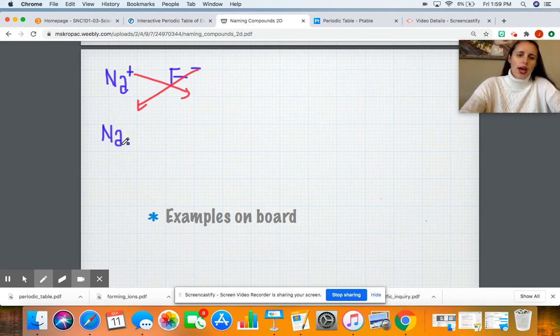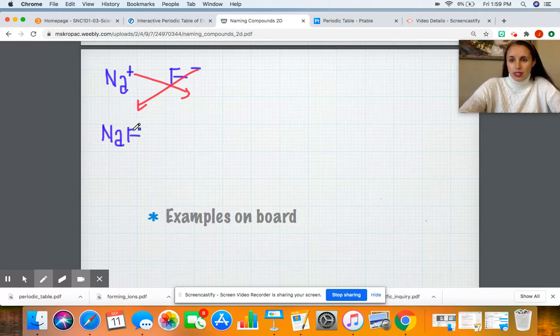Now I'm going to go ahead and check my charge for fluorine. Well, that was 1, and I don't have to write a 1. Fluorine. Going to check next to sodium. Well, I see a 1. That means I also don't have to write a 1. So my chemical formula for sodium fluoride is just NaF, and that means 1 sodium and 1 fluorine.